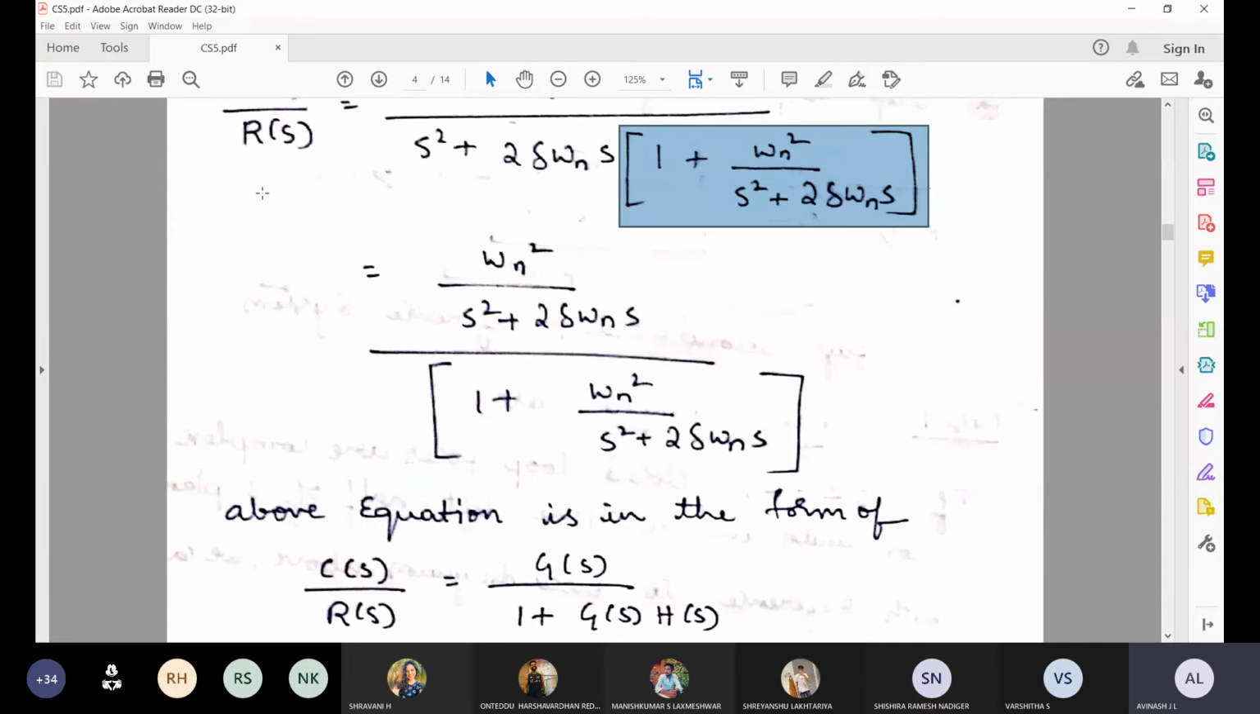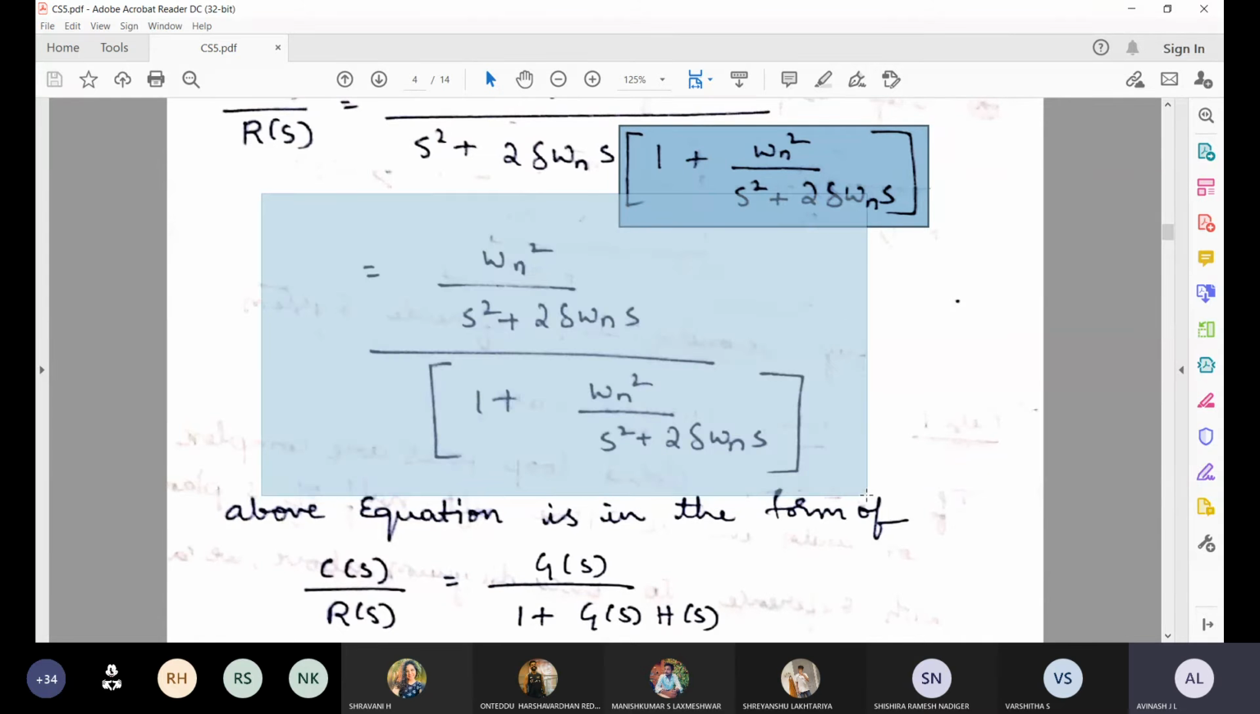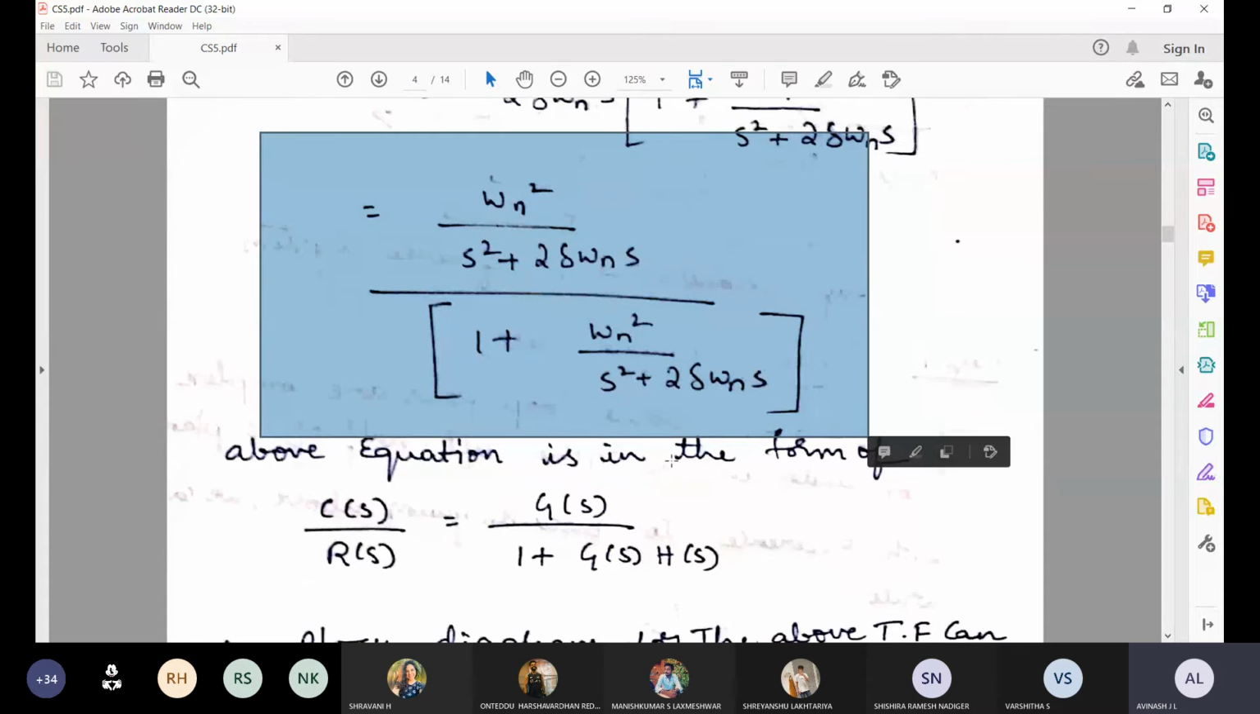So once we take this particular equation, we can relate it to the form of the feedback equation, which is G of s divided by 1 plus G of s into H of s. Here, G of s is omega n square divided by s square plus 2 delta omega n into s plus omega n square. H of s is not there.